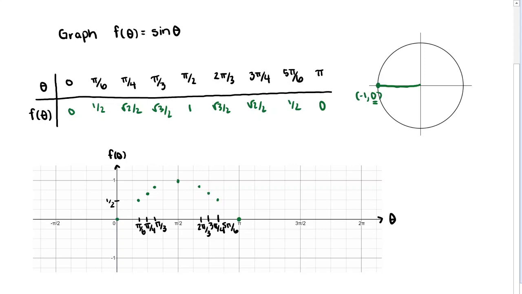And so I'd encourage you to pause the video and see if you can finish this graph from pi to 2 pi for all of our special angles. So 7 pi over 6, 5 pi over 4, 4 pi over 3, 3 pi over 2, and so on, all the way up to 2 pi. So I'm just going to go ahead and start going through those rather quickly, assuming that you've had a chance to go through them yourself in a little bit more detail. So here the next angle would be 7 pi over 6.